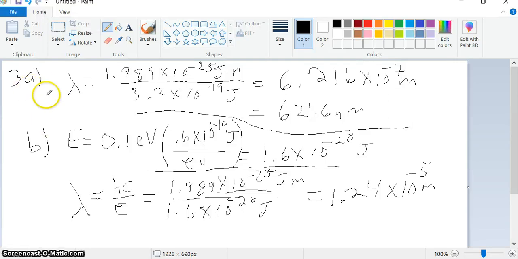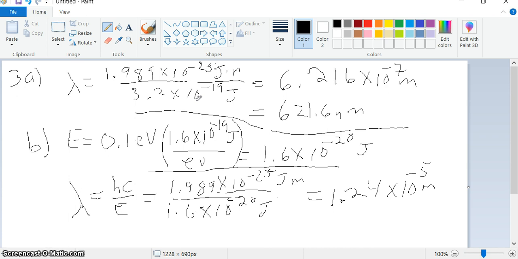All right, so I've written this all out. In the last video, I was about to finish part 3a, but anyhow, this was the equation that we had set up: 1.989 times 10 to the minus 25th joules times meters, divided by the energy that we had discovered of that particular photon. Which was what was the photon?